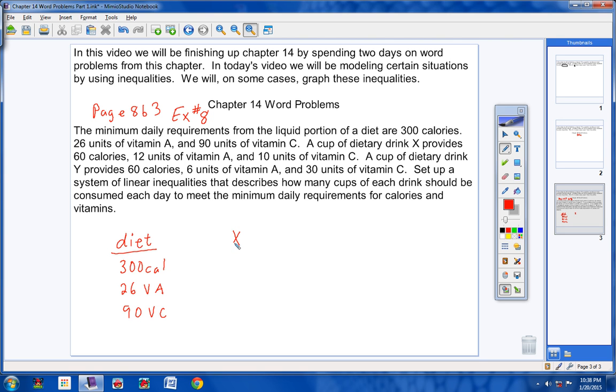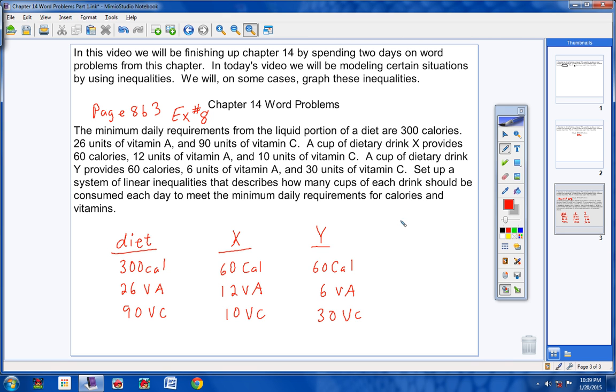Now, think about this, guys. One cup of drink X gives you 60 calories, 12 units of vitamin A, and 10 units of vitamin C. Okay? Drink Y. One cup of drink Y gives you 60 calories, 6 units of vitamin A and 30 units of vitamin C.